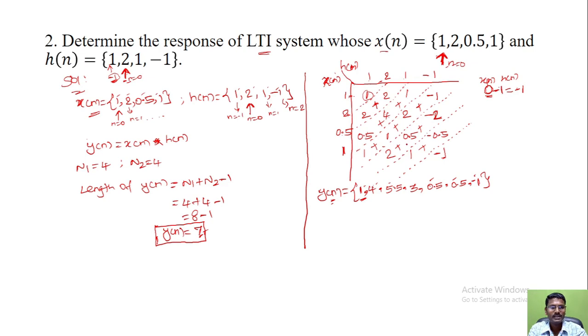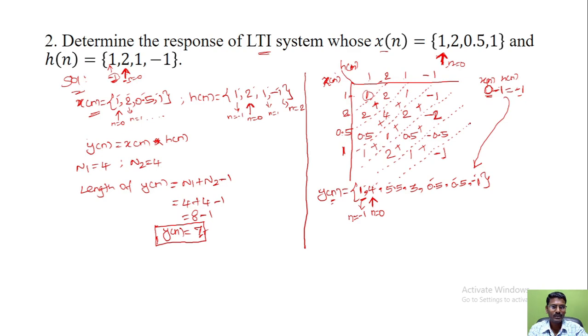So this will be reflected in this y of n, right? In y of n, I need to put an arrow mark here. This represents n is equal to 0. This means that it has one more sample at minus 1, that is n is equal to minus 1, because I have got minus 1 as the answer.